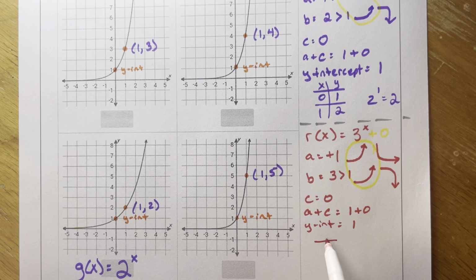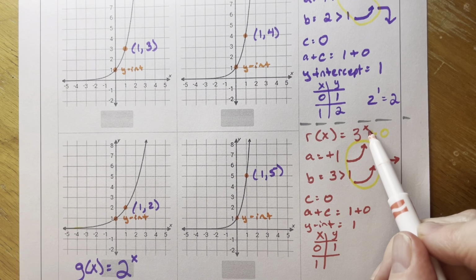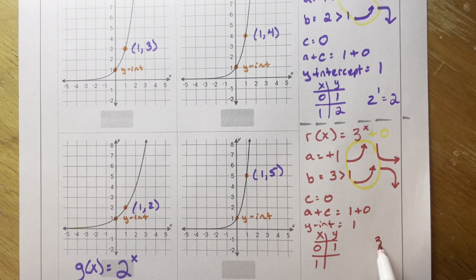So let's finish this off, because we haven't been able to narrow down our search, by making a tiny little table where we've got x values of 0 and 1. So the y-intercept is when x is 0, so that has a value of 1. And then let's plug a 1 in for the x value of our equation. So 3 to the first power is just a 3.